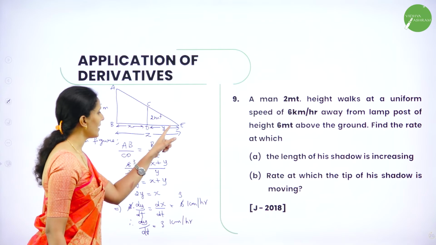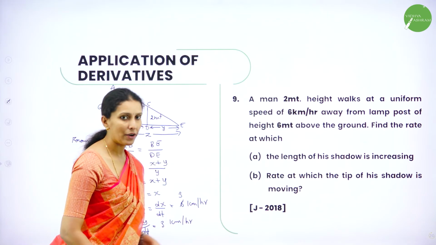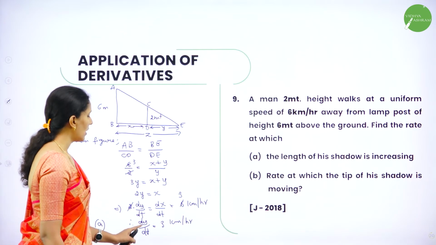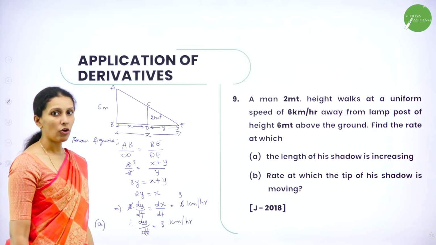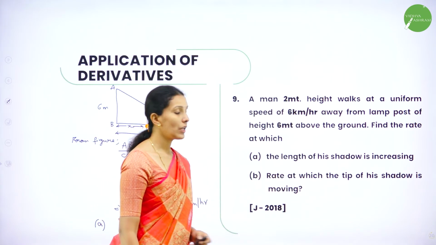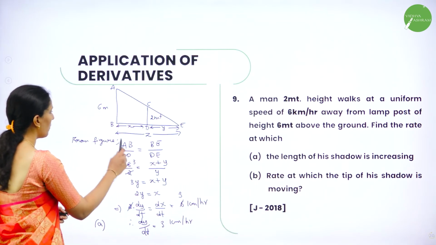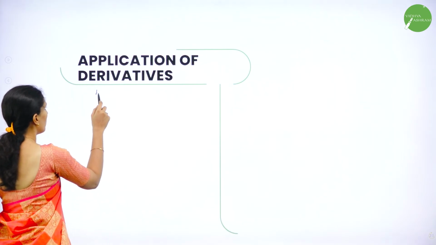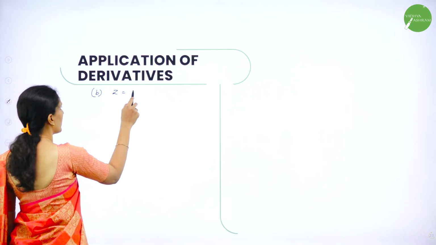So that is, y is nothing but the length of his shadow is increasing. Hence the length of the shadow is increasing at the rate of 3 km per hour. Next, we need to calculate the rate at which the tip of the shadow is moving. The tip of the shadow starts from here to here, that means z. So therefore, we have z is equal to x plus y.